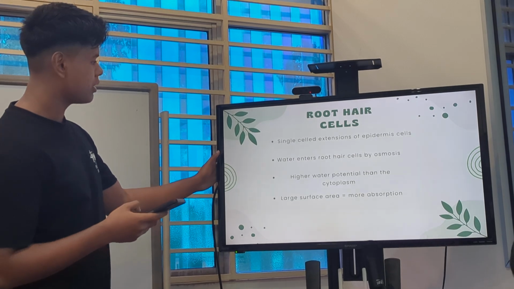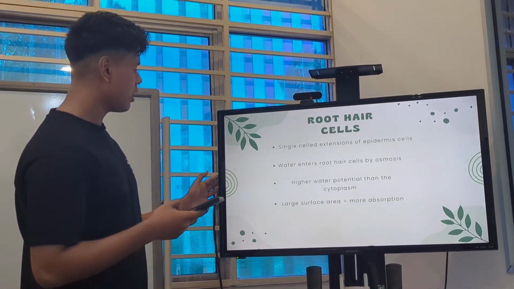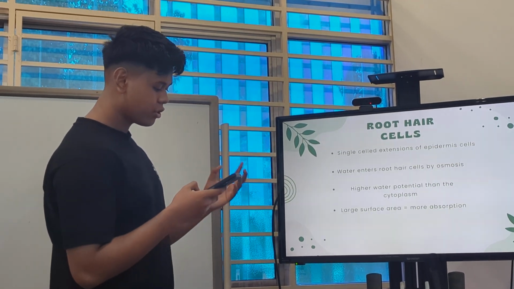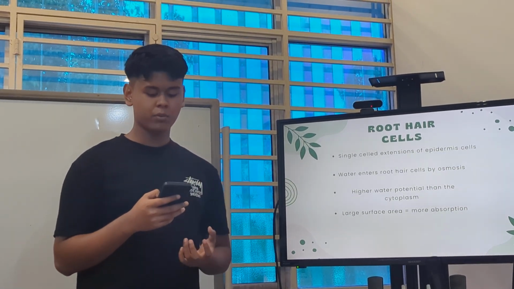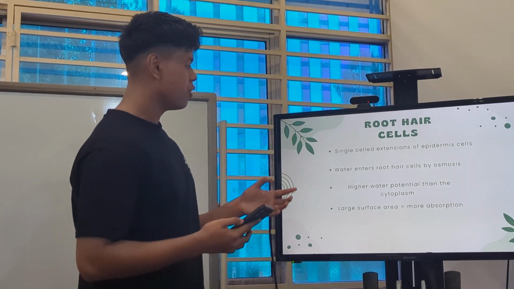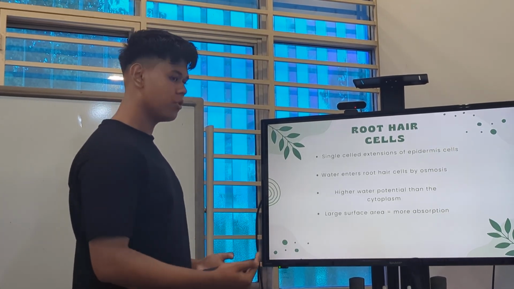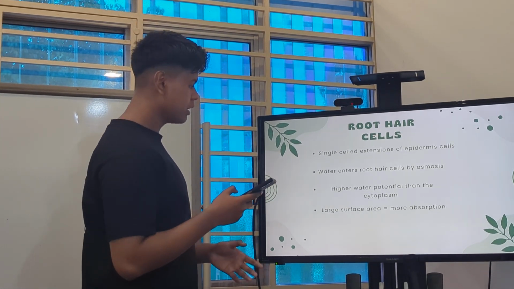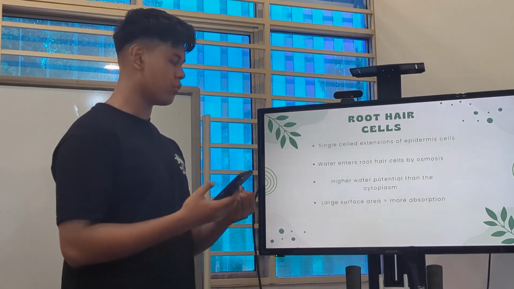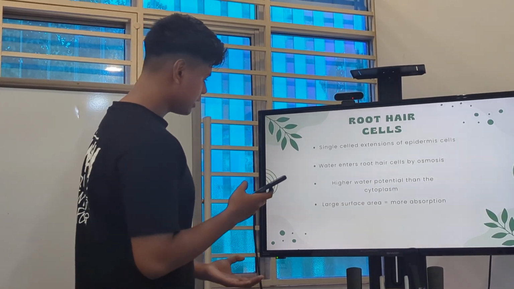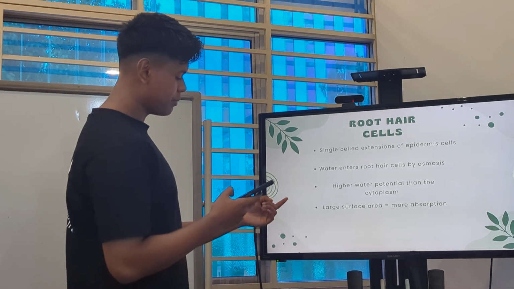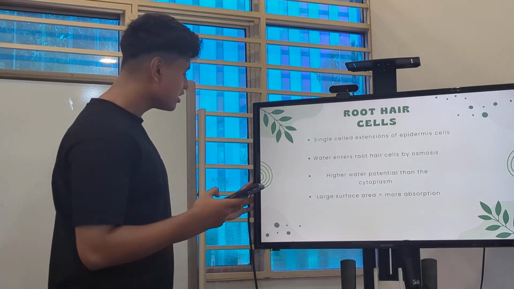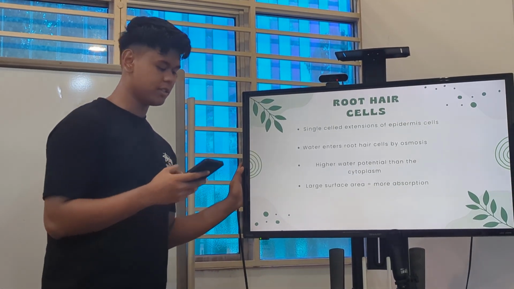The water enters root hair cells by osmosis, and this happens because the soil that the root is in has a higher water potential than the cytoplasm of the root, which means the water in the soil wants to go inside the root, the cytoplasm of the root to be more specific. And because it's absorbing water, just like a sponge, it will increase in size. And when it increases in size, it will have a larger surface area, which is important as it increases the rate of absorption of water and also mineral ions.